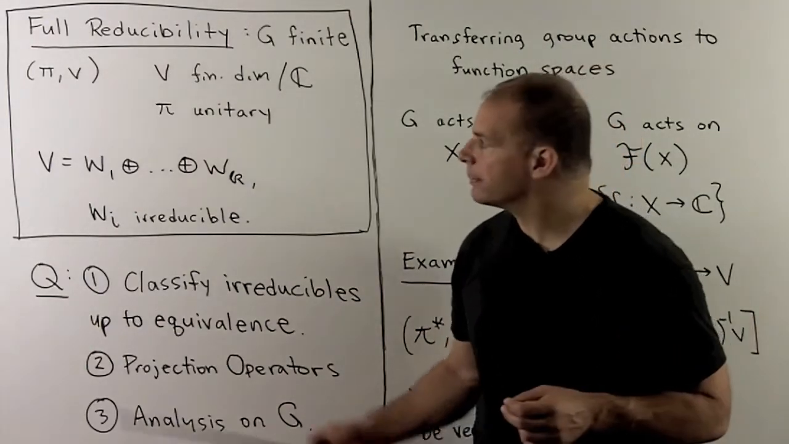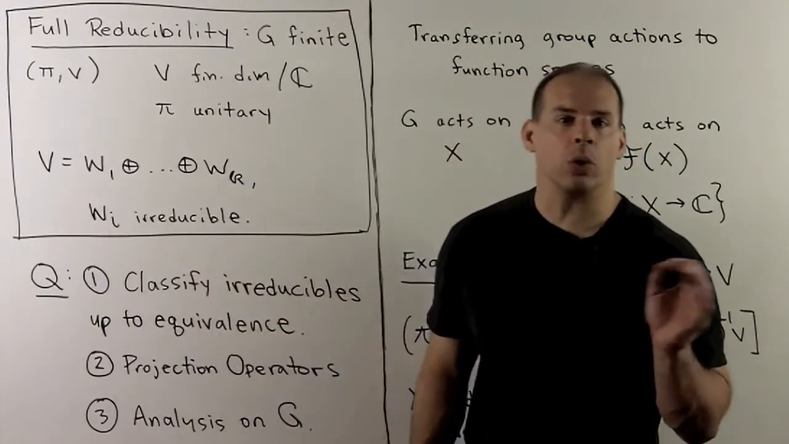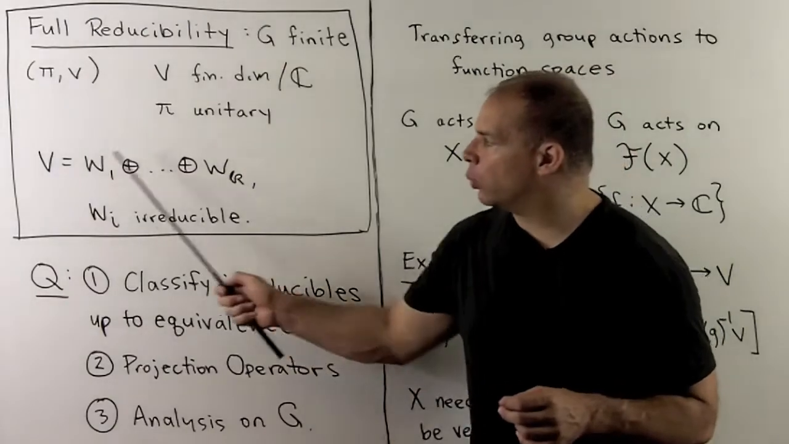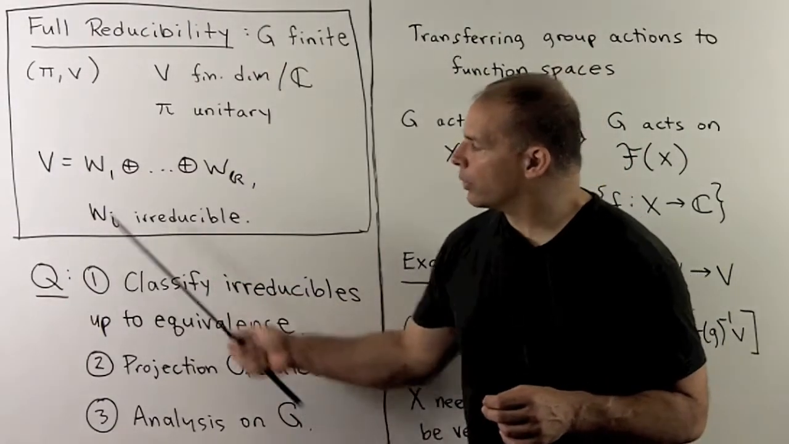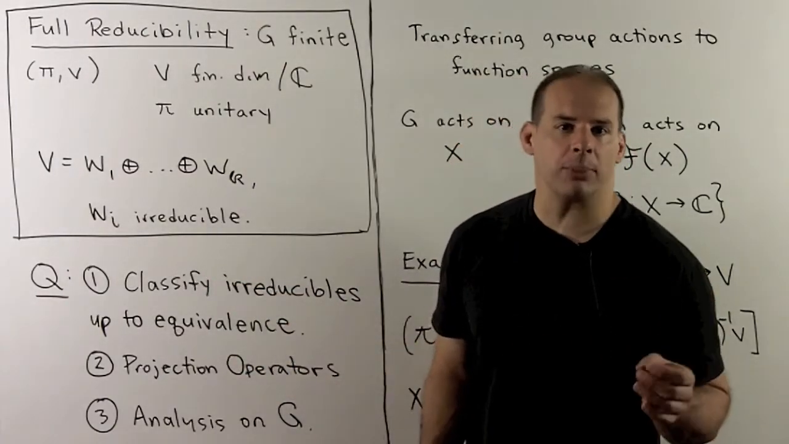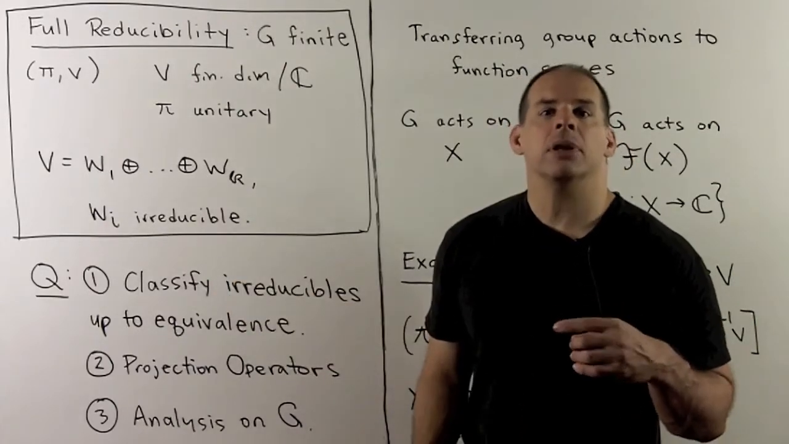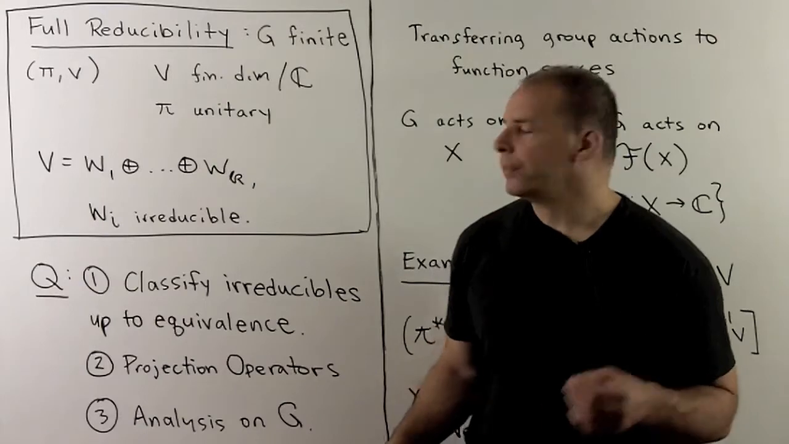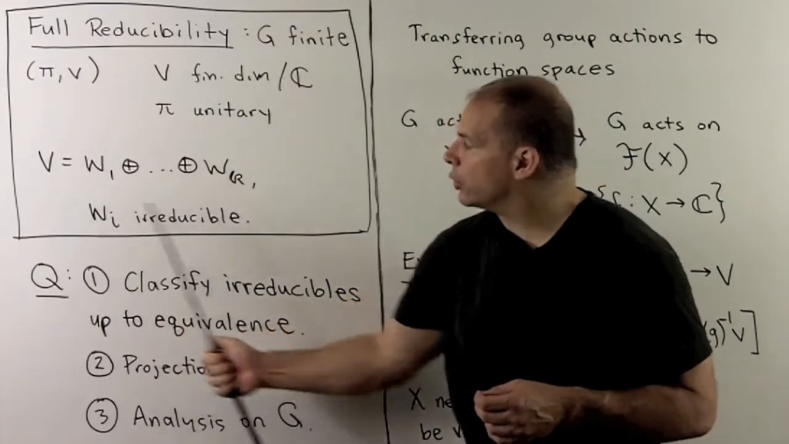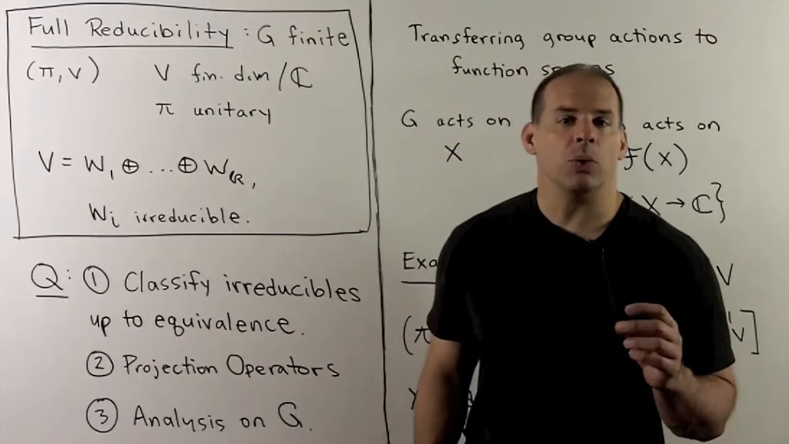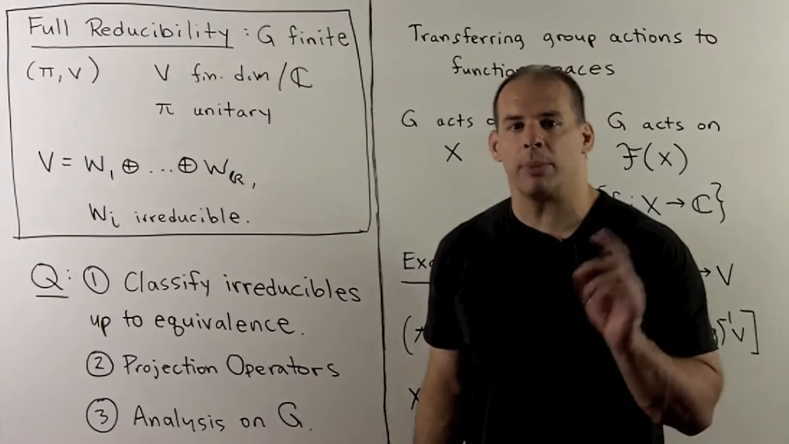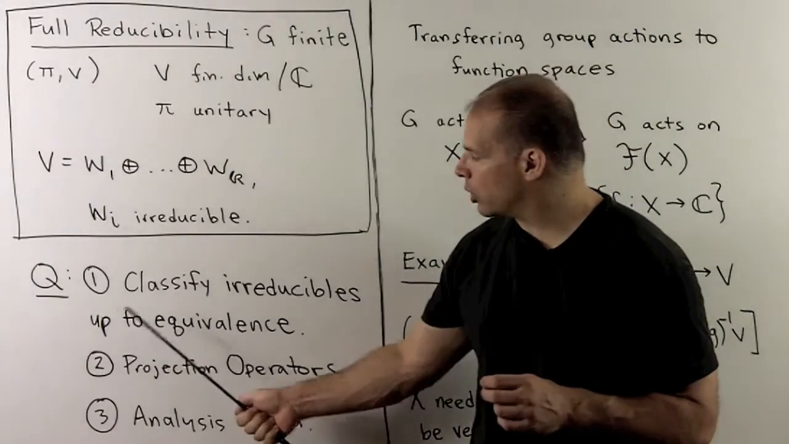And our result is V can be written as an orthogonal direct sum, W1 through WK, where the Wi's are irreducible subrepresentations of V. Now, I'm going to answer questions here. First, what kind of irreducibles can arise? So we want to be able to classify the irreducible representations of G up to equivalence.